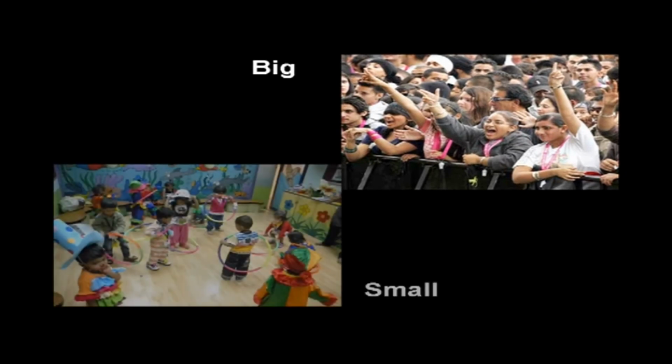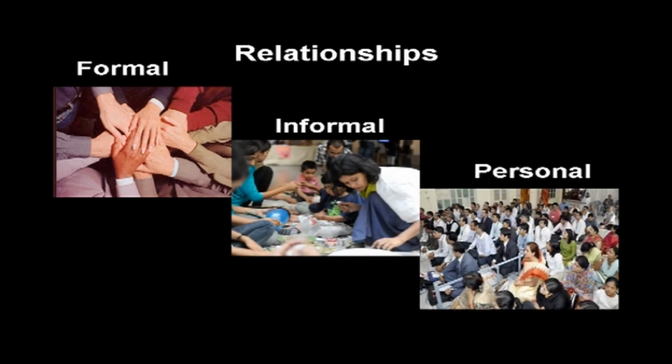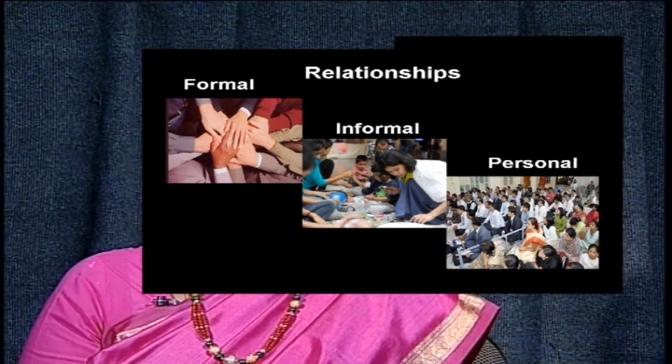2. The size of the organized groups may be big, like political parties, or small, like a family or a play group. 3. The social relationship found within the organized groups may be formal, similar to the one we find within associations, or informal and personal, similar to the audience in a professional conference.